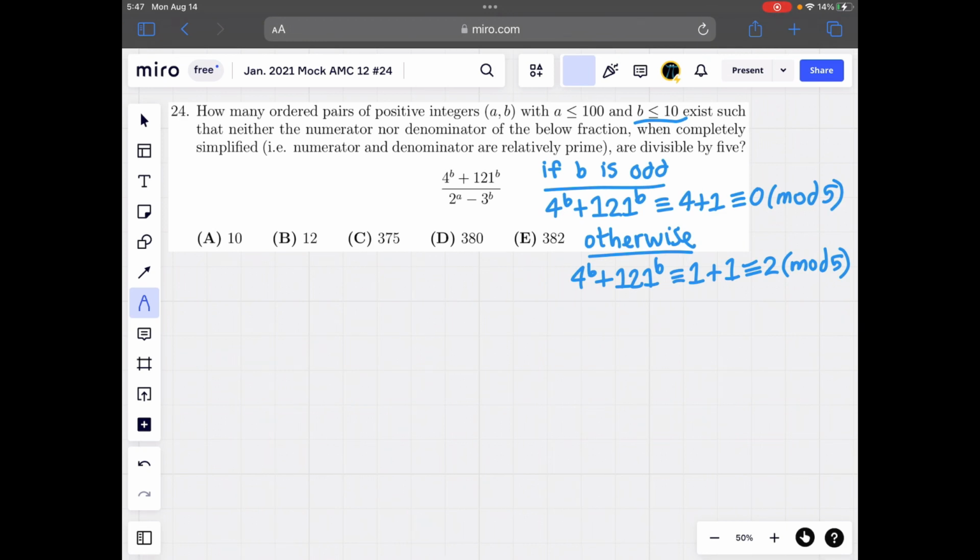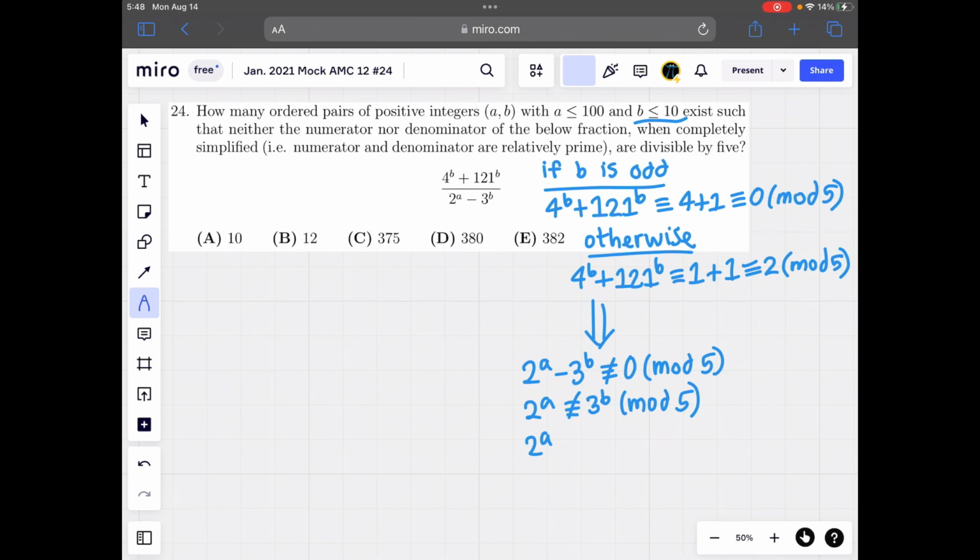Let's start with the even case. If b is even, then we only require that the denominator not be divisible by 5. So 2 to the a minus 3 to the b is not congruent to 0 mod 5. And so 2 to the a is not congruent to 3 to the b mod 5.